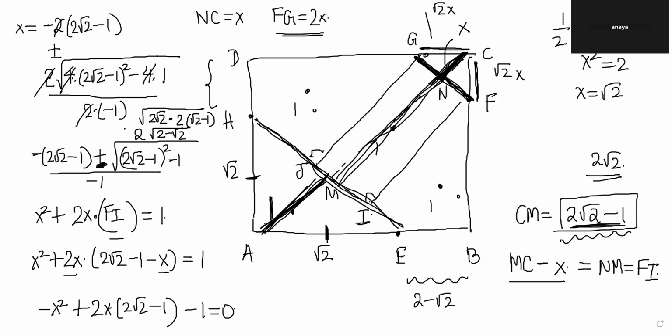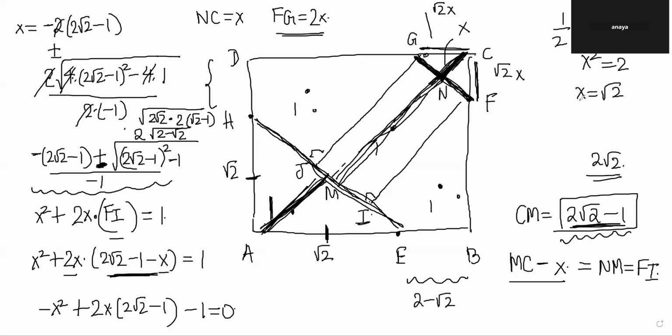So what we need is phi square. So phi square, phi was how much for us? 2 root 2 minus 1 minus x, right? We need this square. Our x is coming out to be this thing.